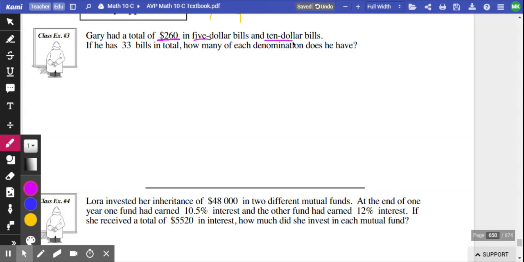How many $5 bills does he have? We don't know. When you don't know, you make a letter. So I'm going to say x equals the number of 5s. Not how much it's worth, but the number of them. Right? He's got a stack of $5 bills. X is how many there are. How many $10 bills does he have? We don't know. When you don't know, you say y equals.